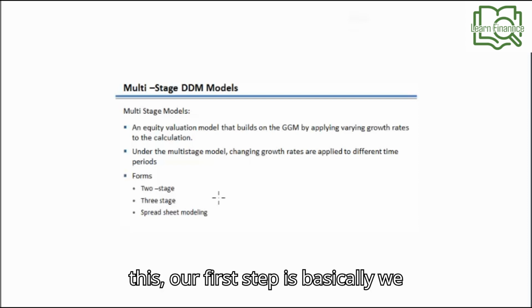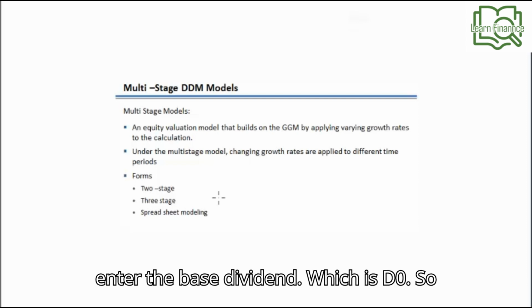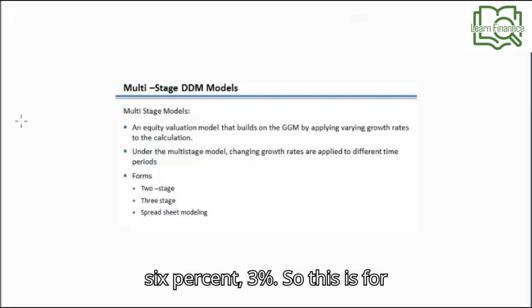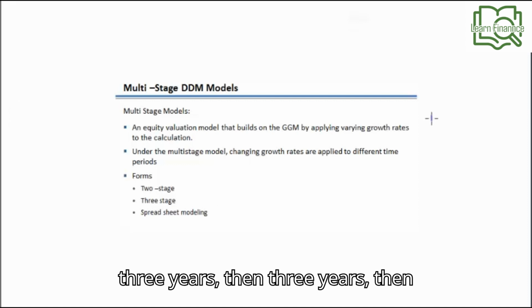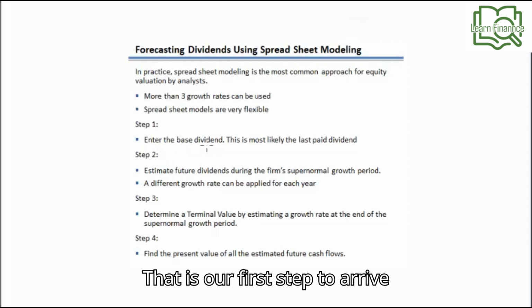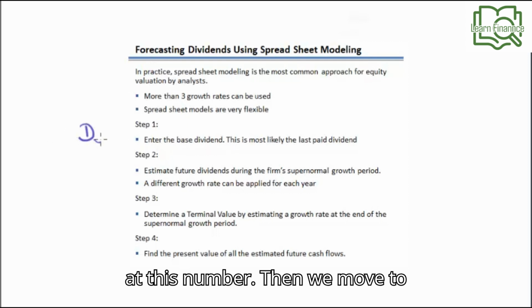So in this, our first step is basically we enter the base dividend, which is D0. So just remember our example, which is 10%, 6%, 3%. So this is for 3 years, then 3 years, then perpetuity. D0 is the current dividend. That is our first step to arrive at this number.